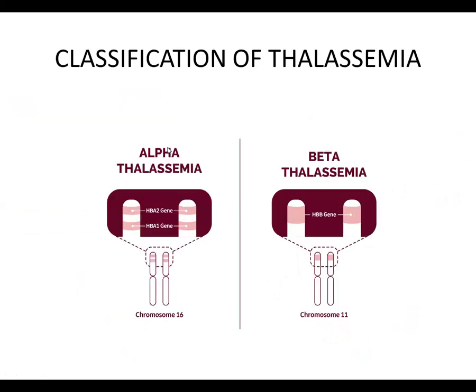We classify thalassemia into two types, alpha thalassemia and beta thalassemia. This is based on whether the mutation is affecting the gene of the alpha globin chain or the gene of the beta globin chain. The genes of the alpha globin chain are present on chromosome 16, and these are two pairs of genes, total 4 alleles. The genes of the beta globin chain are present on chromosome 11, and this is a single pair of genes.